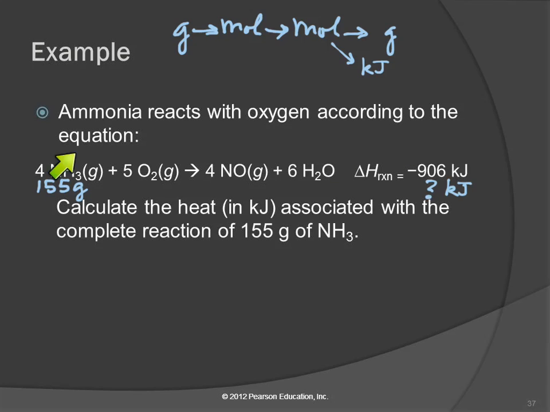The thing we're starting with is grams of ammonia. So I'm still working on the path here. Grams of ammonia. I can convert that to what? Moles of ammonia, right? Now normally we go to moles of something else. Do we have to do that here? No, we don't, because we know that there are 4 moles of ammonia for every 906 kilojoules of energy.